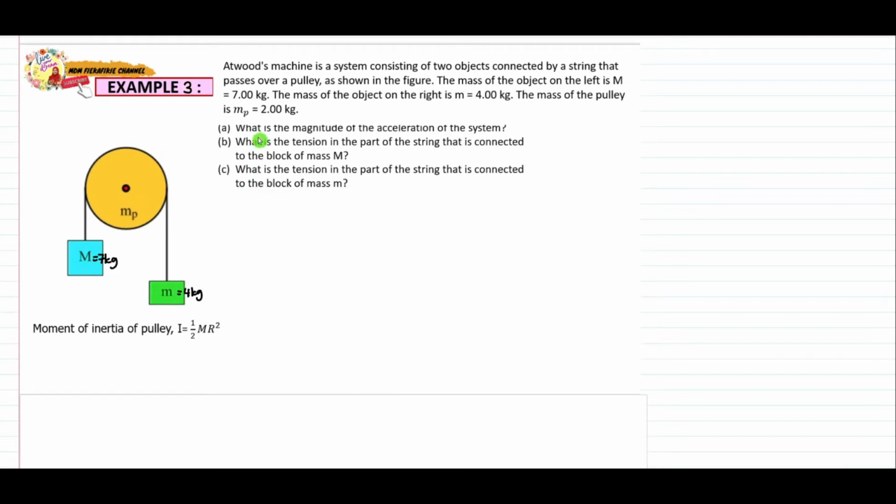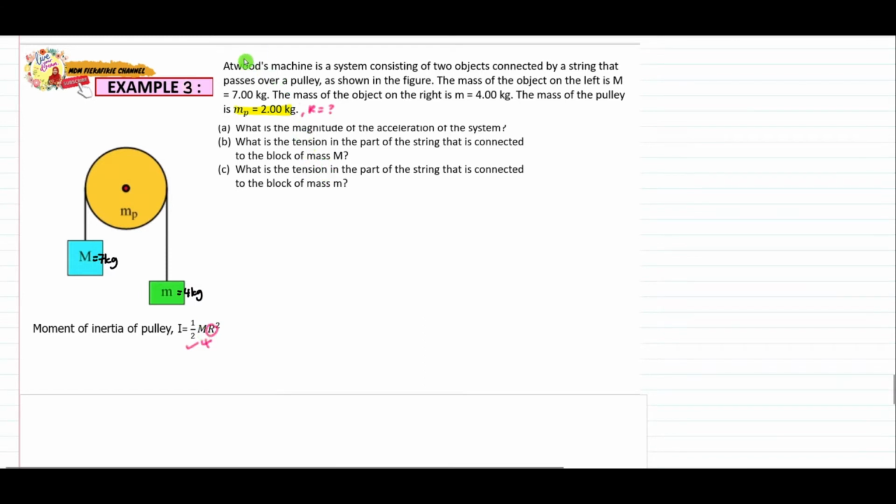Okay, and then given that the mass of the pulley is 2 kg. So we are given the mass of the pulley, but we are not given the radius. Okay, so kita nak kira the moment of inertia macam mana? Sebab kita tak ada radius of the pulley. Okay, so jangan panik, teruskan sahaja tulis equation dengan betul. Nanti mesti kita ada cara untuk kita cancel radius.